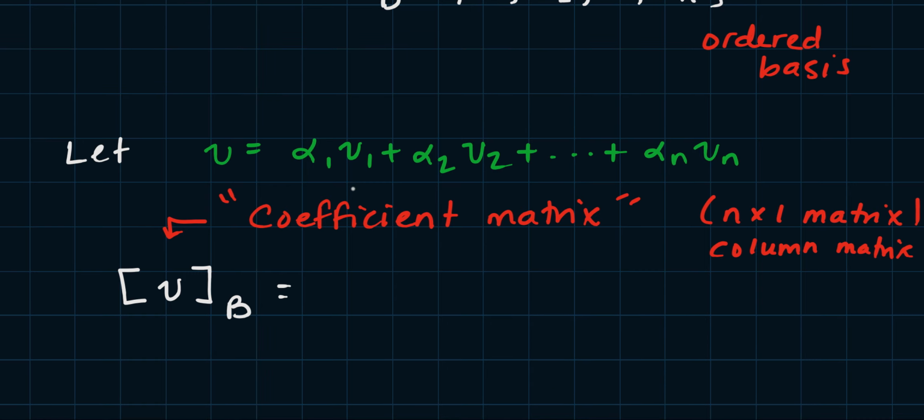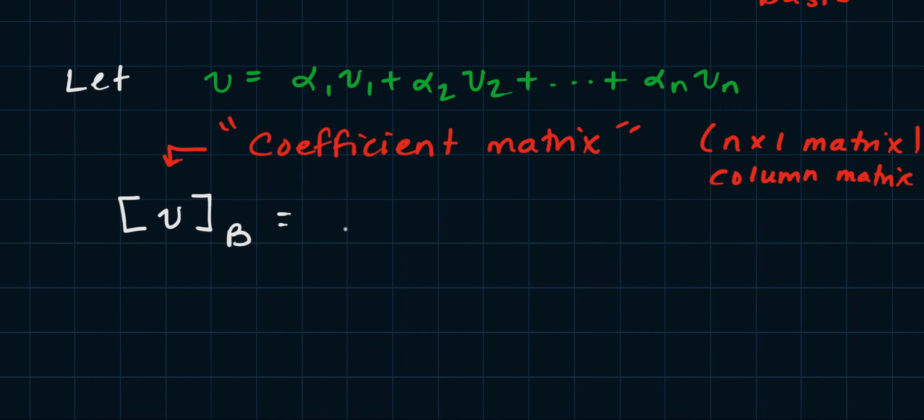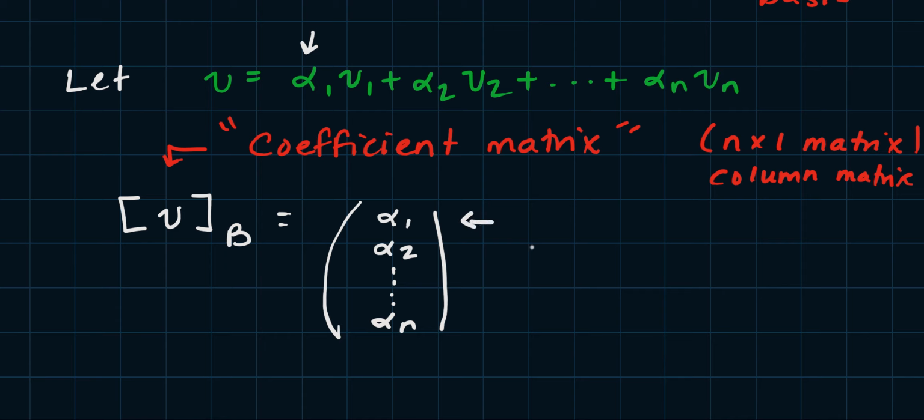And what I'm going to do is, since v is equal to this linear combination of vectors in the basis, and remember this linear combination is unique, I'm going to write this as alpha 1, alpha 2, all the way to alpha n. And I'm going to keep them in the same order. So this is the first scalar, so it goes in the first entry. The second scalar goes in the second entry, and so on. So this is the coefficient matrix of v in terms of this basis B.